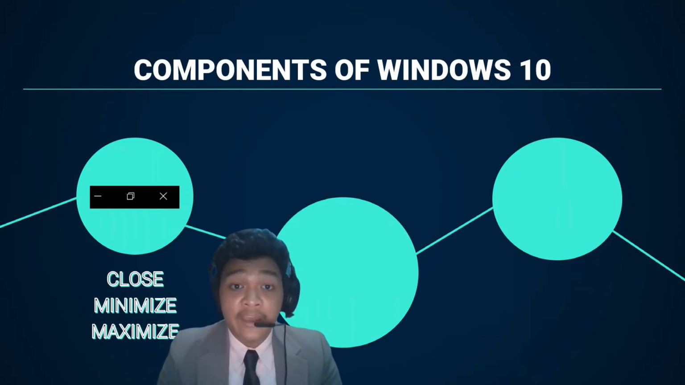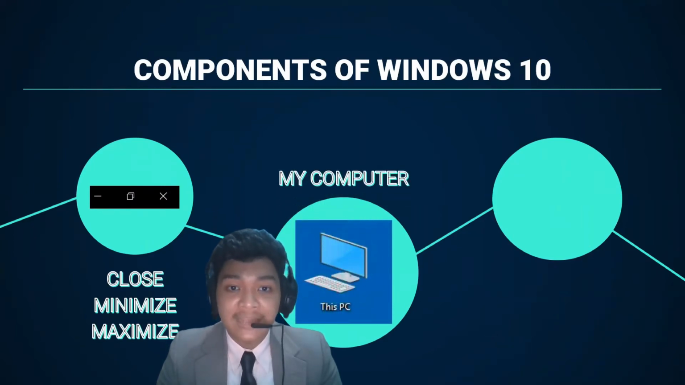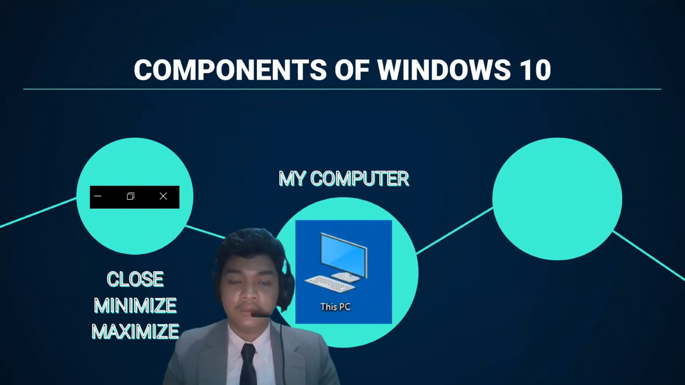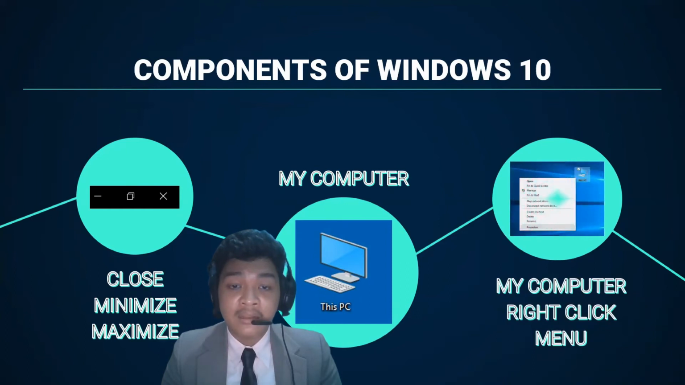And then we have My Computer. When we double click on My Computer, we find ourselves looking at a window where we can navigate between computer drives and control panel tools. My Computer right-click menu. When we right-click on My Computer or another file, folder, or document, we get a menu where we can look into different options.